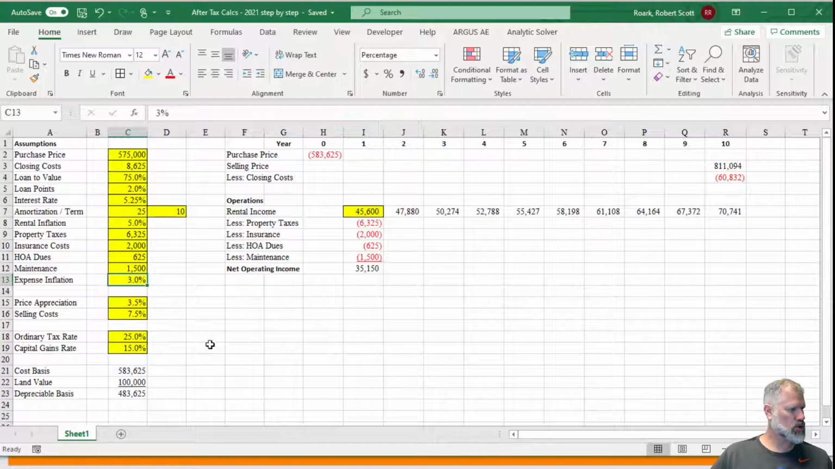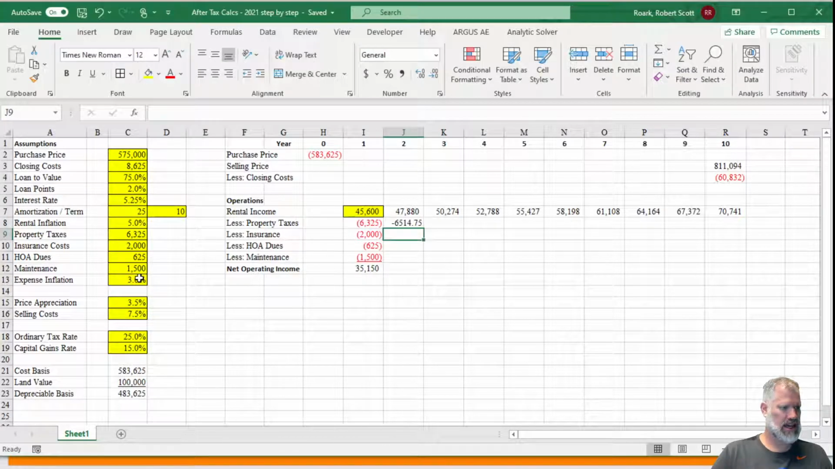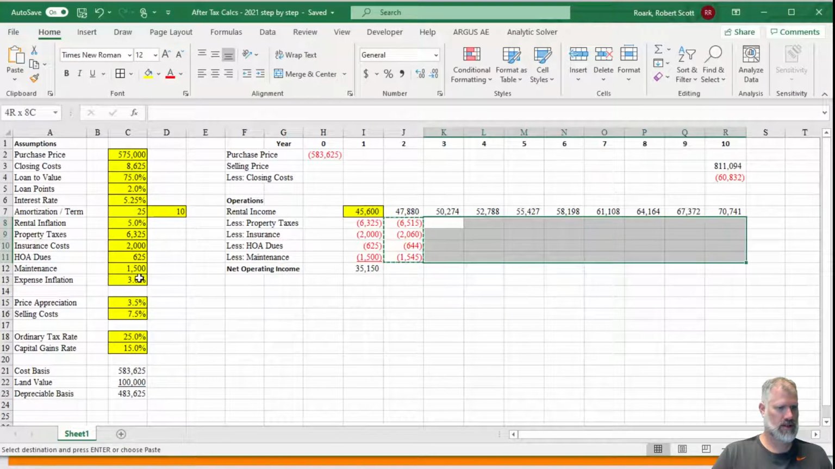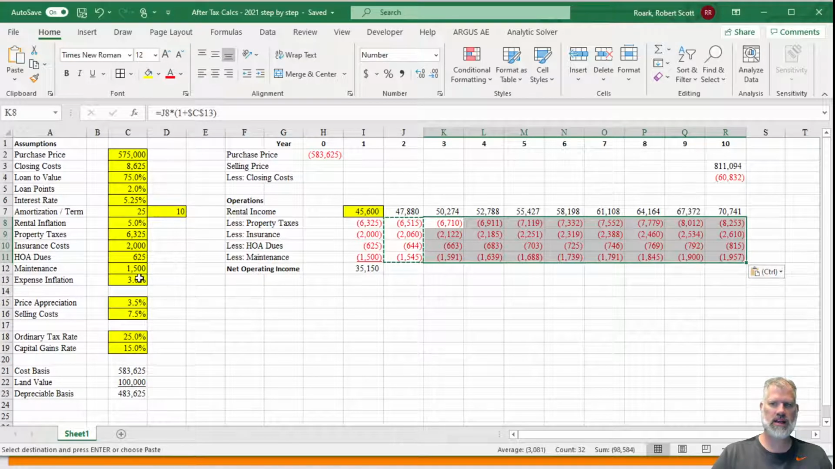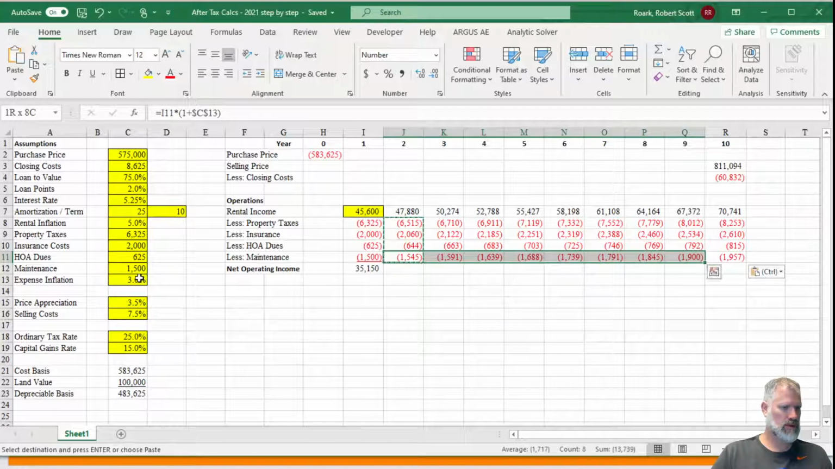Now my expense growth rate is 3%, and so I'm going to grow each of these expenses by 3%. So I'm going to say look to the cell to the left and multiply it times 1 plus the growth rate of 3%. I'll F4 it to lock it, and I'm going to keep my formatting. So I'm going to copy that down, and then I'm going to copy that across. And that will knock out all of my expenses. And then I can go ahead and underline that.